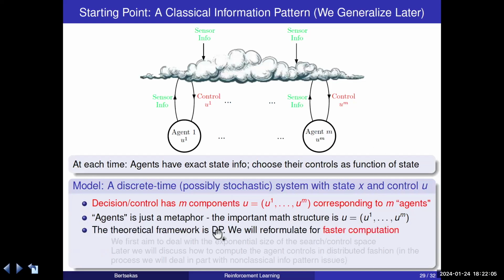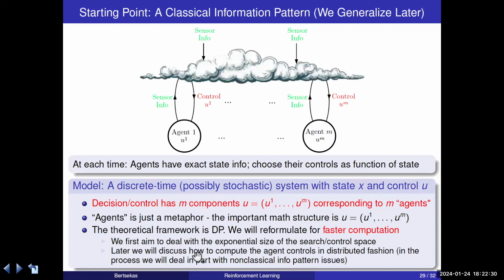And the theoretical framework that we're going to use is dynamic programming. And we will reformulate dynamic programming and other approximate dynamic programming methods so that the computation becomes faster and we're able to deal with this enormous control space. So we'll deal with this exponential size of the search control space. And later we're going to discuss how to compute the agent controls in a distributed fashion so that the computation becomes faster. And also in the process, we will deal in part with non-classical information pattern issues.